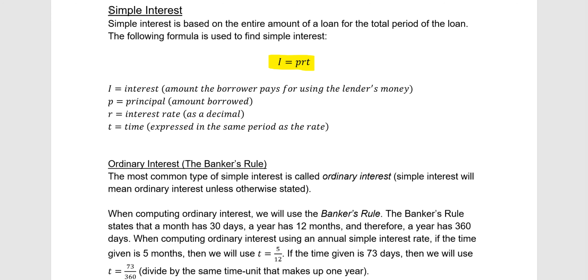And the P is the principal. That is the amount borrowed. R is the interest rate. We have to make sure that that is a decimal. It's usually going to be given to us as a percent. So to change it to a decimal, we have to move the decimal 2 to the left. And T is time, expressed in the same period as the rate.